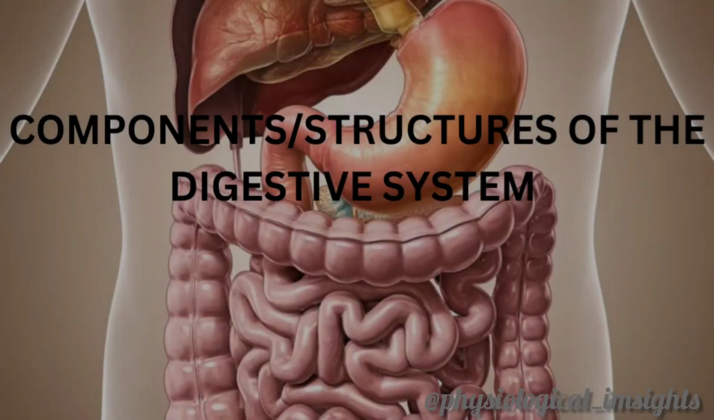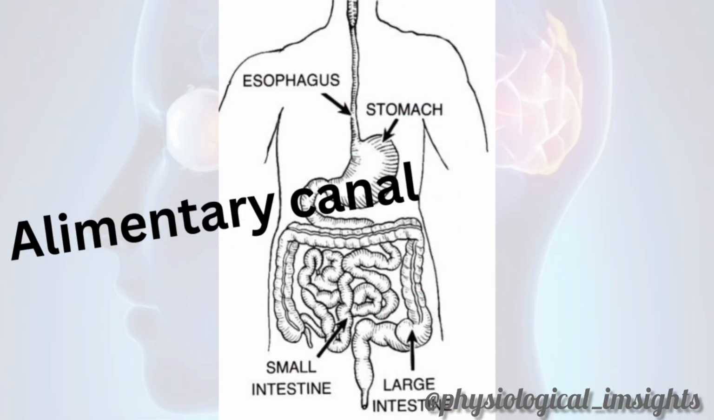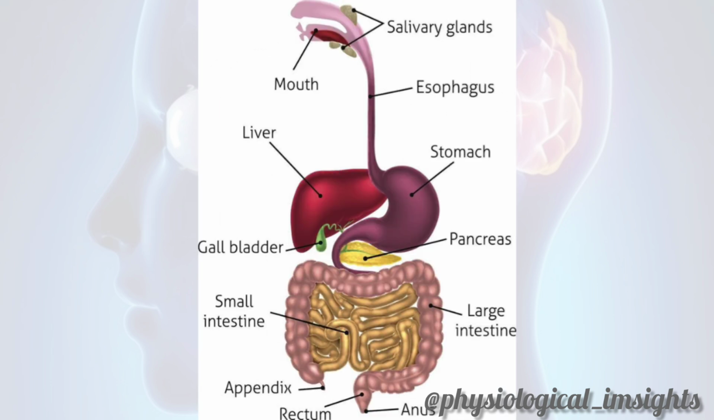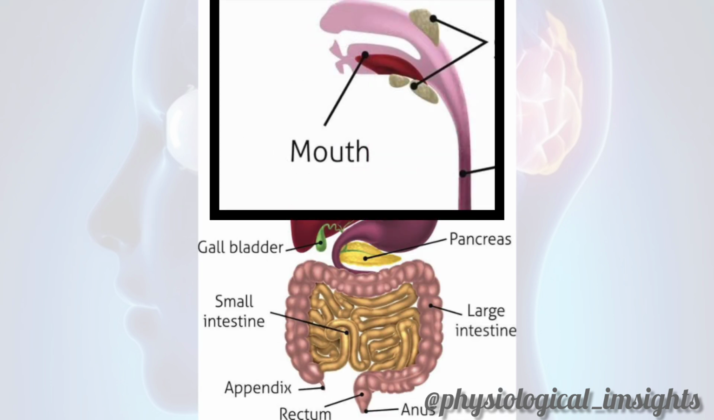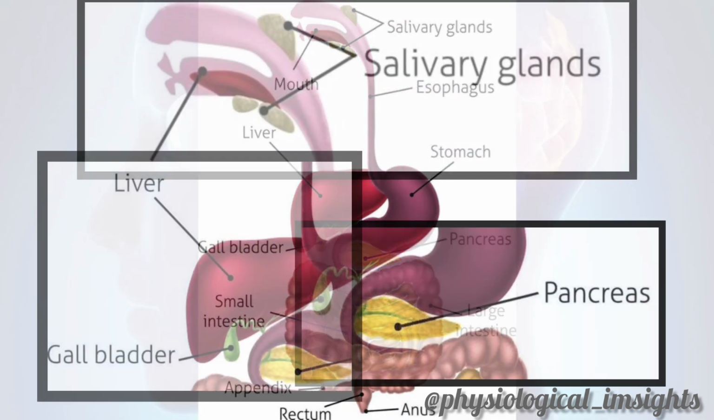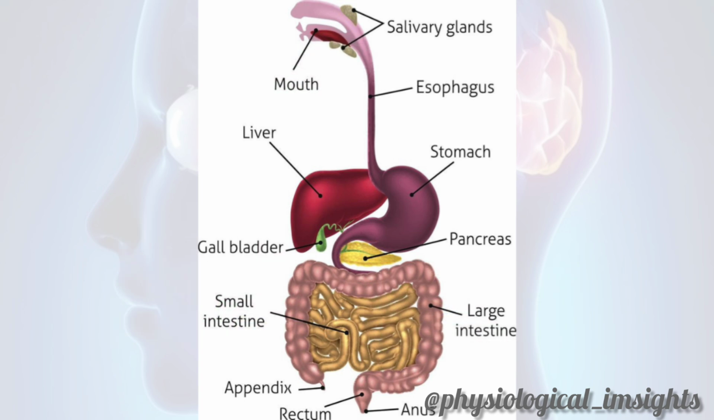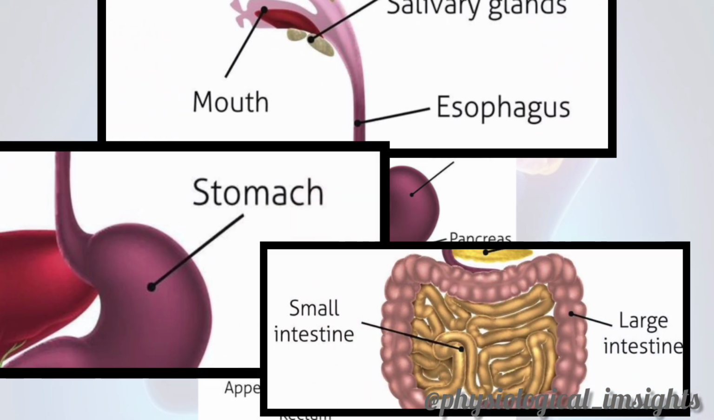Moving on to the components, structures or anatomy of the digestive system. The major component of the digestive system is the alimentary canal, or the digestive tract. The alimentary canal is a coiled tube extending from the mouth to the anus. Another component of the digestive system are the accessory digestive organs which are not part of the alimentary canal. The alimentary canal can be divided into segments which are the mouth, pharynx, esophagus, stomach, small intestine, large intestine.